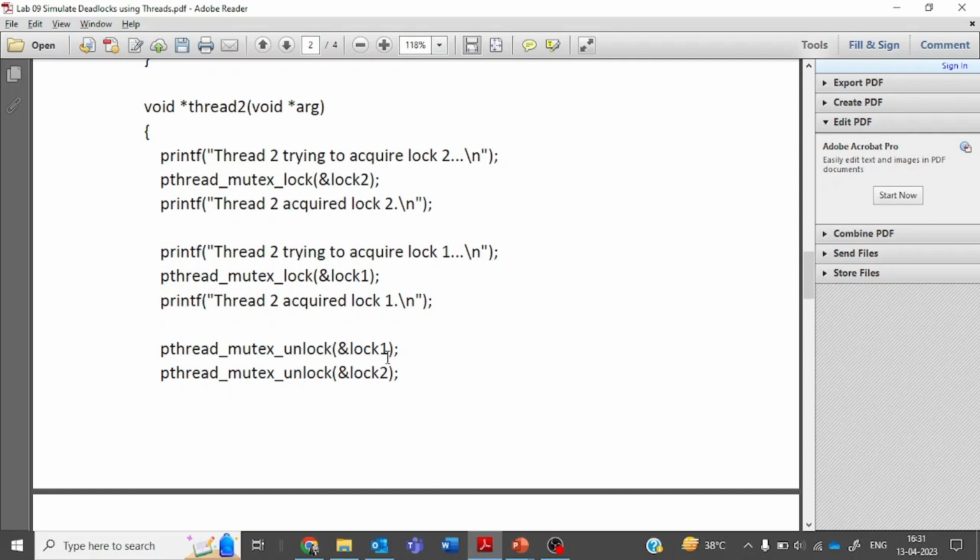So this was all about how you can simulate a deadlock, how you can avoid the deadlock, and how you can achieve proper synchronization in threads. So this was all about this concept.